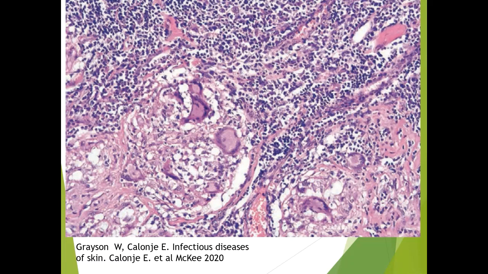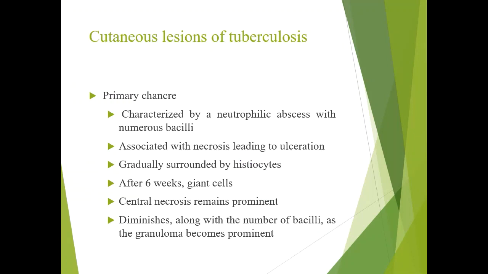Coming to cutaneous lesions, let's start with the primary chancre. It is characterized by a neutrophilic abscess with numerous bacilli associated with necrosis leading to ulceration, gradually surrounded by histiocytes, and after 6 weeks, you can see giant cell formation. There is central necrosis, which is prominent, that diminishes along with the number of bacilli as the granuloma becomes prominent.